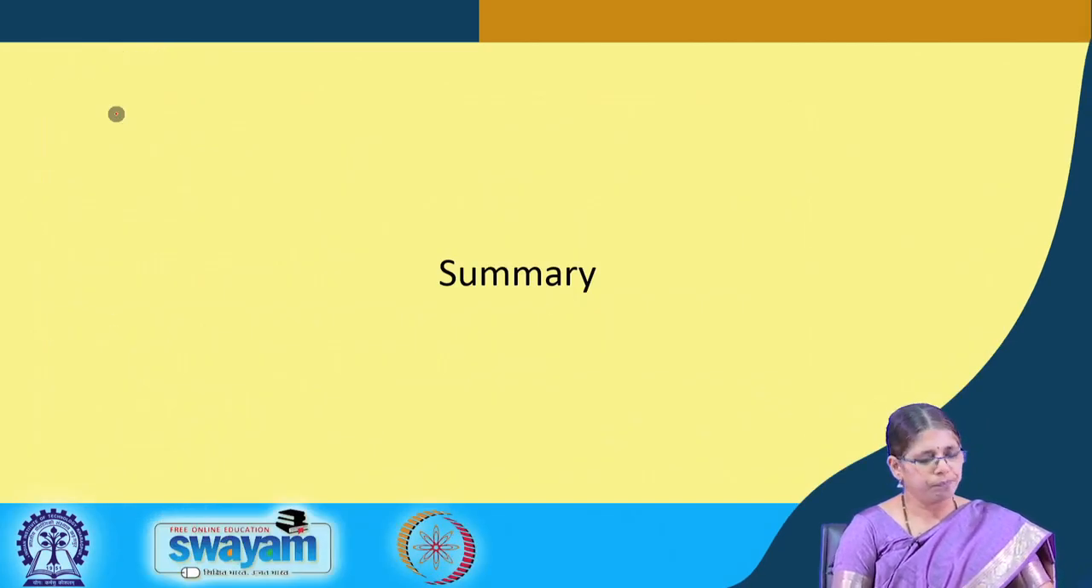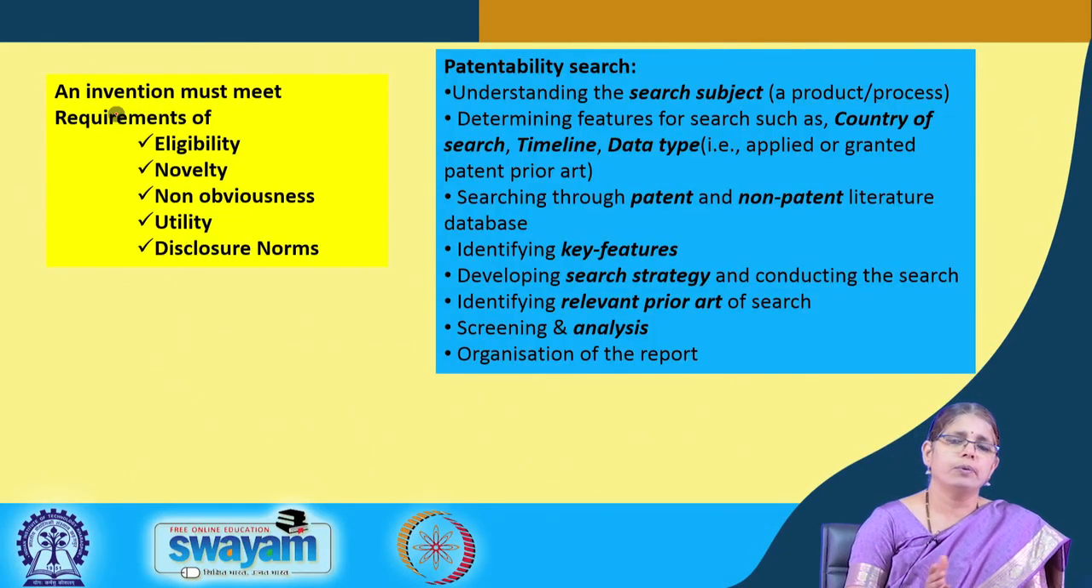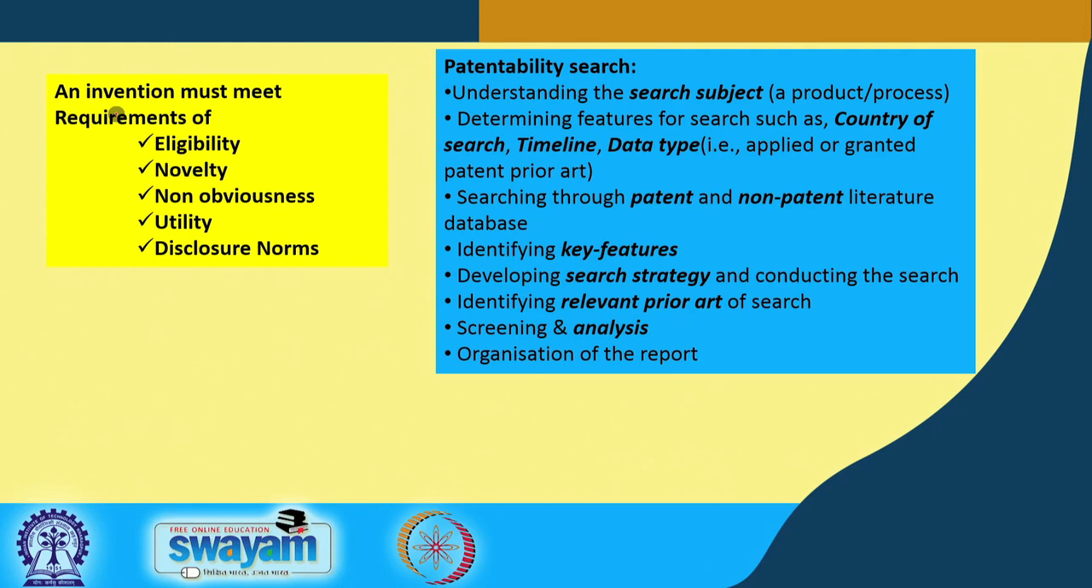So, in summary, today we have looked at the aspects of the requirements of an invention under the law: patent eligibility, patentability, which involves the aspects of novelty, inventive step or non-obviousness, the utility criteria, and how disclosure norms have a value in relation to the disclosure of information which can potentially affect the aspect of novelty and non-obviousness. We have understood how a patentability search has to be undertaken in relation to an invention.